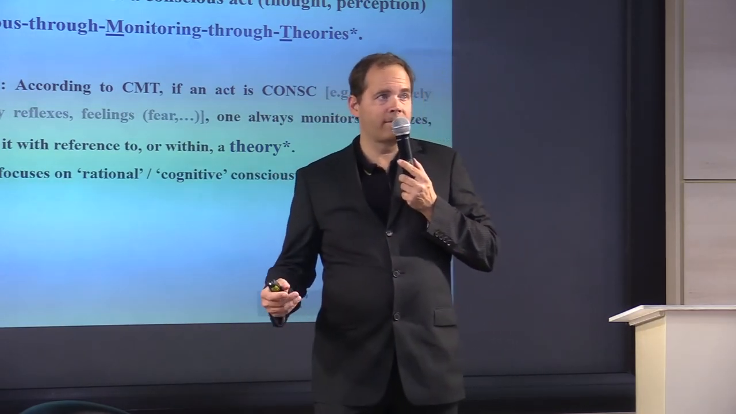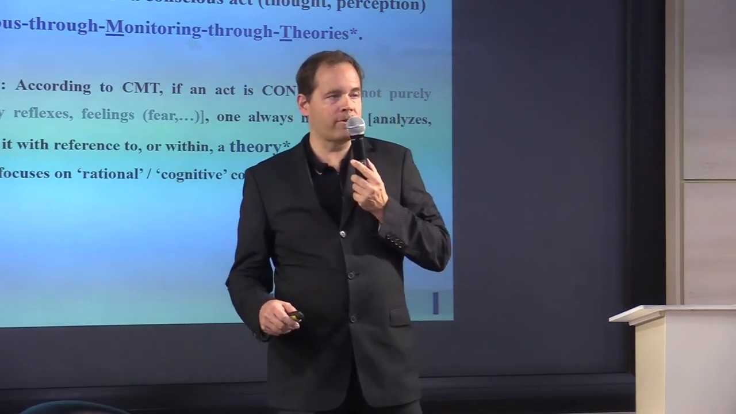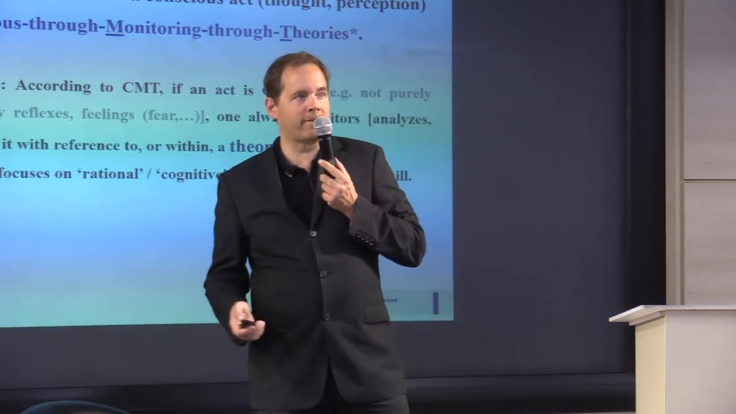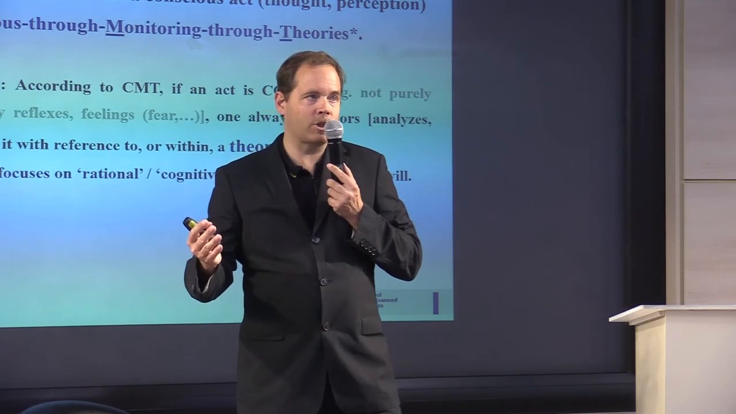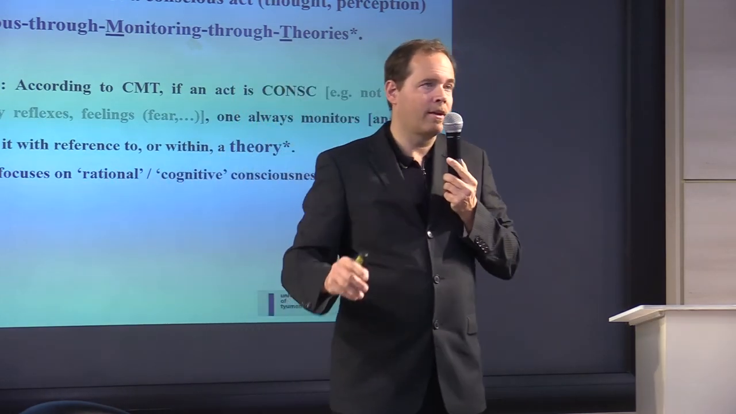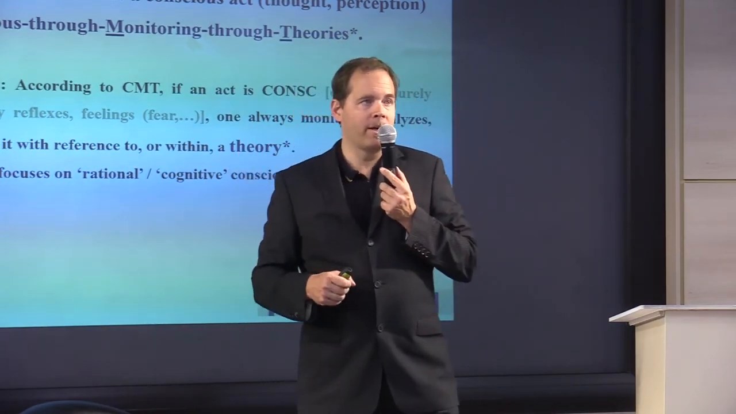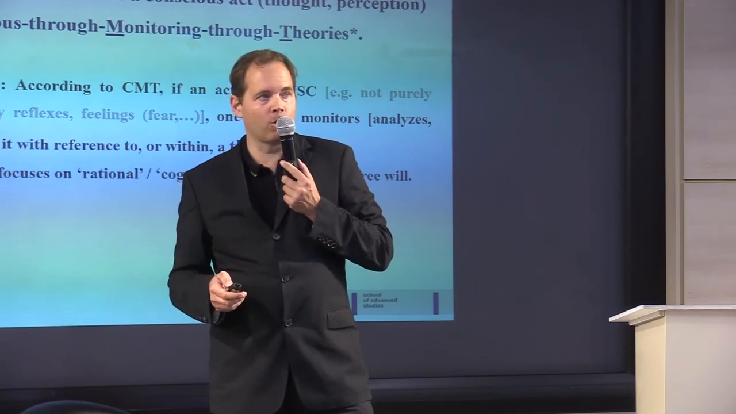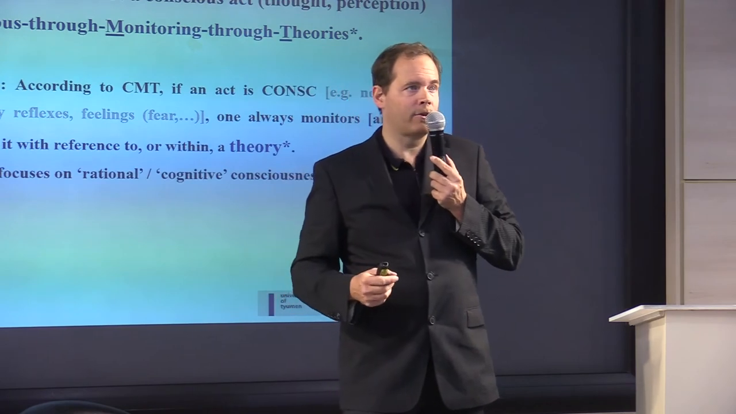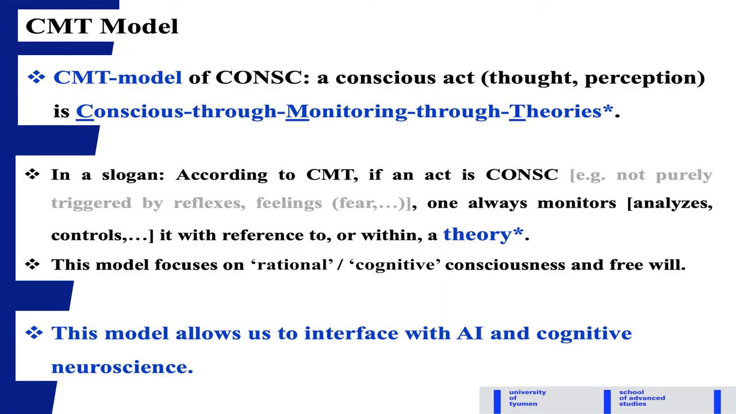So according to the CMT, if an act is conscious, one monitors with reference to theory star. Of course, this is the whole list of different consciousnesses introduced in the last lecture. This is on the rational side. This is not a theory of phenomenal consciousness or qualitative consciousness, which is related to feelings. We are talking here about rational or cognitive consciousness. Why? Because that is the type of consciousness we might most easily implement in computers and artificial intelligence. And that is what I will talk about in the rest of the speech.